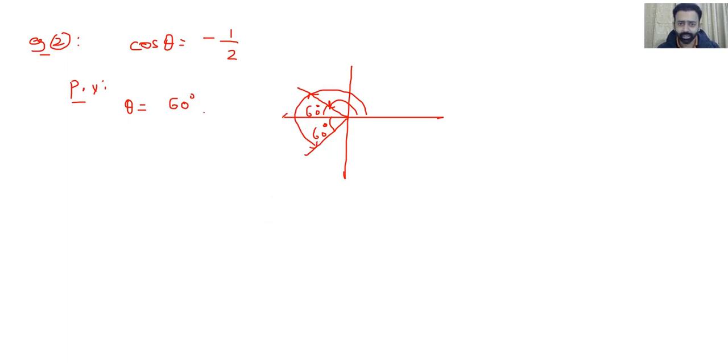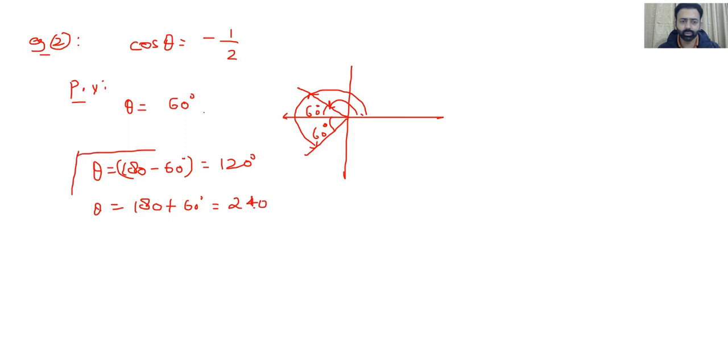Okay, so let us arrive at the first value, right? Let us arrive at this point. Again, in the second quadrant I need to think. So in the second quadrant, how do I move? 180 minus 60. So the first angle will be, theta is 180 minus 60, which is 120 degrees. And in the third quadrant, I need to go 180 plus 60, right? So theta is 180 plus 60, which is 240 degrees.